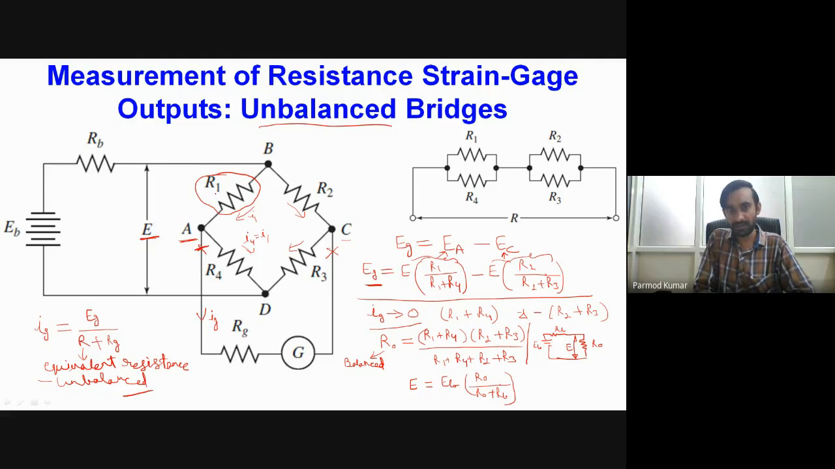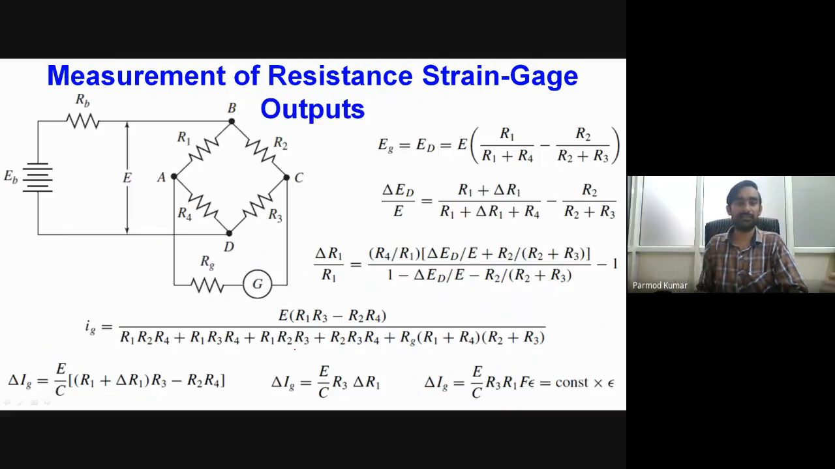So ultimately, in the case of the unbalanced circuit, we are not controlling the value of R1. Rather, because of R1, whatever change happens in the output voltage or current across the galvanometer, that we are measuring. So what we have to do now is relate the change in resistance with the change in voltage or change in current of the galvanometer. Let us see that in the subsequent slide.